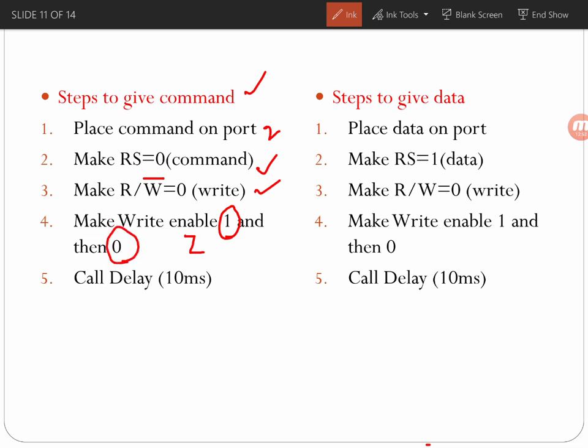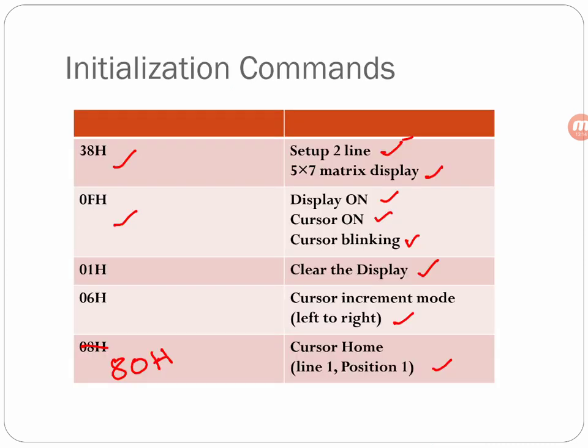Usually the LCD may require some 10 milliseconds, 15 milliseconds depending upon its specifications, but here I am assuming a delay of 10 milliseconds is required. So repeating again, how to send a command to the LCD controller. Place the command word. What are the command words? 38, 0F, 01, 06, 80. So these are the command words.